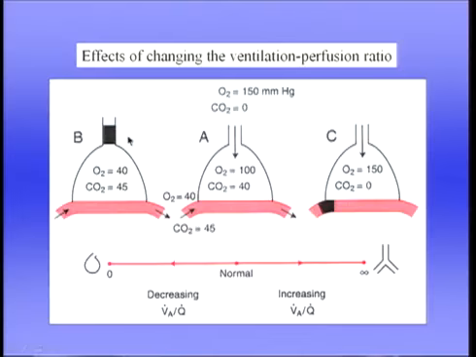But we can see what happens ultimately if we reduce the ventilation-perfusion ratio to 0. In other words, if we completely obstruct the airway and there's no ventilation at all, then of course the partial pressures in the alveolar gas and the effluent blood are going to be the same as the inflowing mixed venous blood. So the PO2 will be 40 and the PCO2 will be 45.